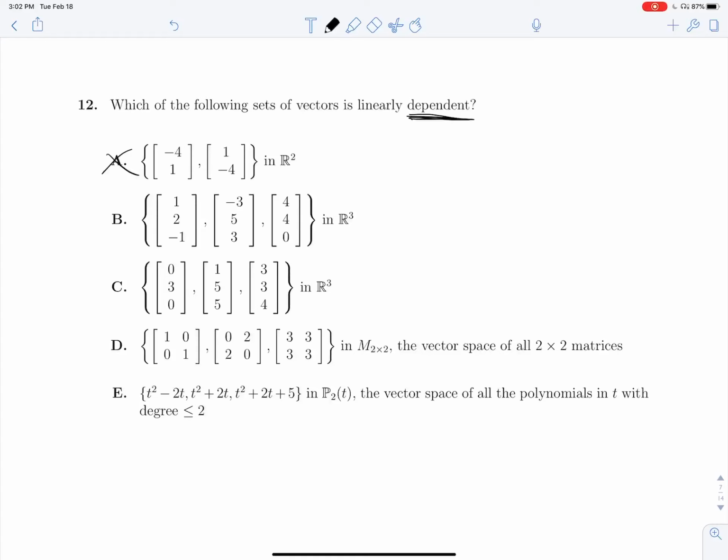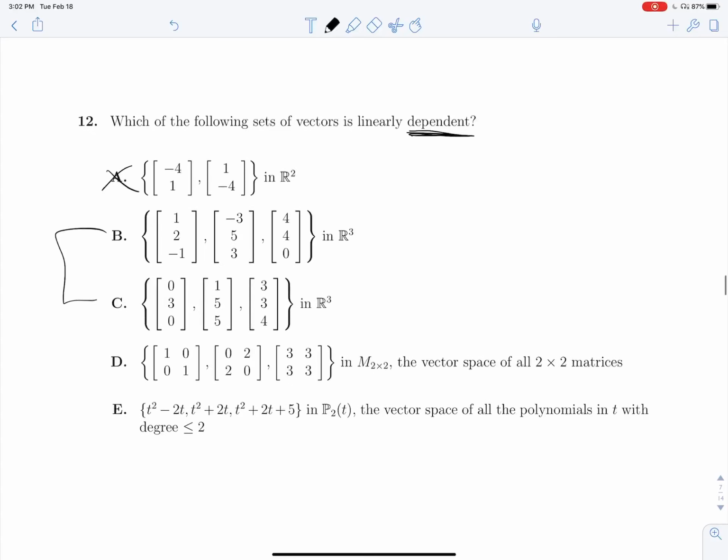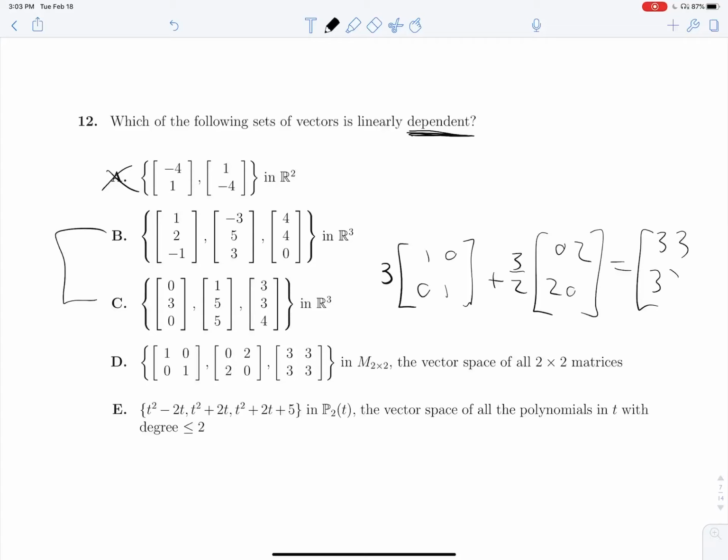And I'm actually going to save a little bit of time here. You can go and prove that these guys are linearly independent by showing that there are three pivot positions in each one. But if we skim our way down to D, we'll notice that if we take 3 times 1, 1, 0, 0 and add 3 halves times 0, 2, 2, 0, we are going to get 3, 3, 3, 3. So these guys are linearly dependent.